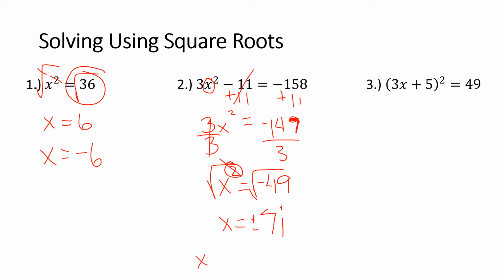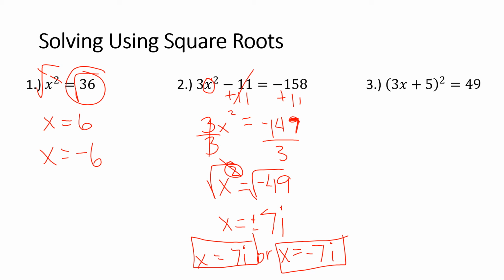That's really two answers. The value of x could be a positive 7i, or the value of x could be a negative 7i. So every time that you solve a quadratic equation, you should be ending up with two possible solutions.